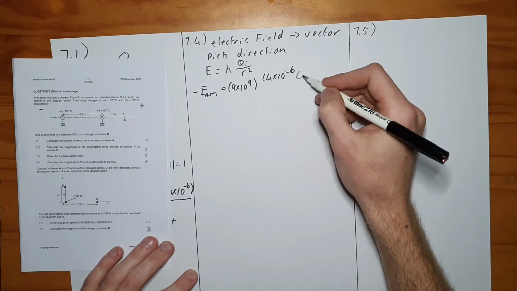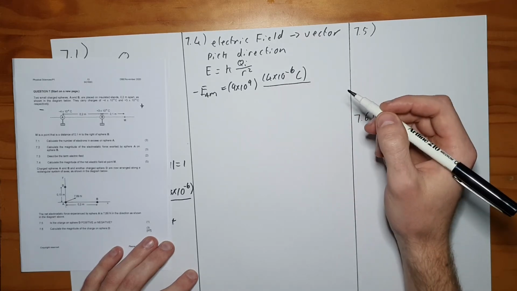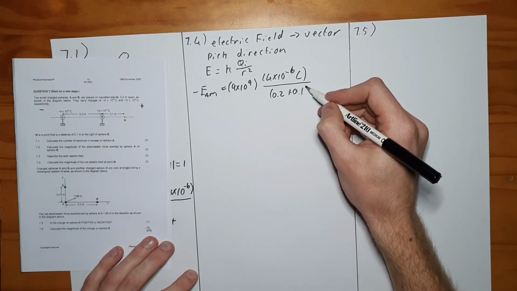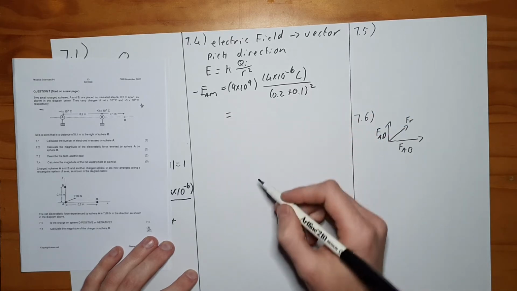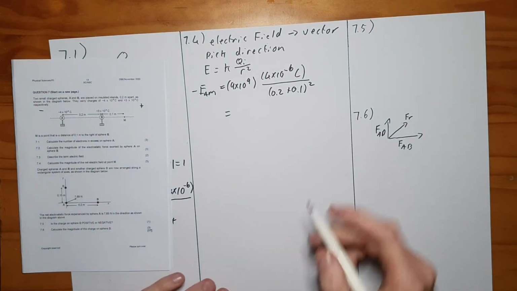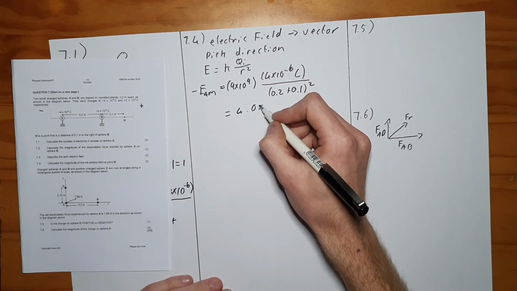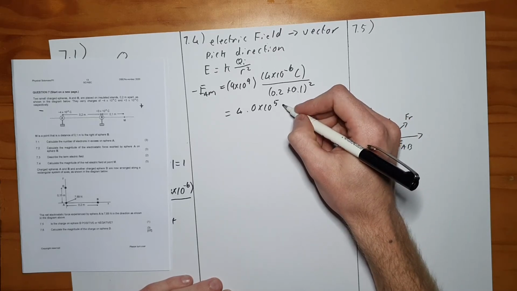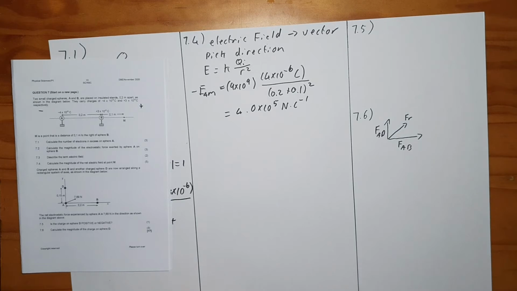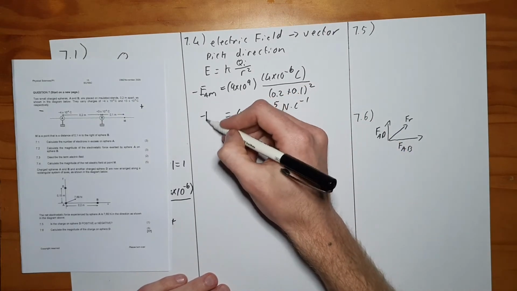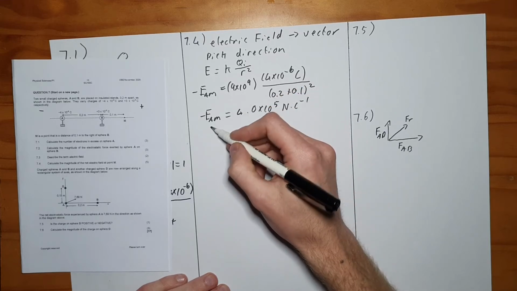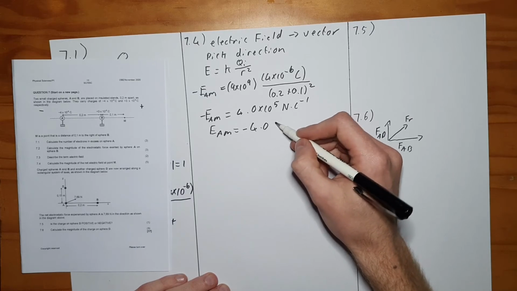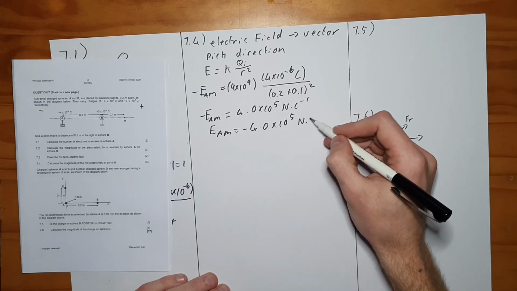Okay, coulombs, all over the distance from it. Now remember, it's 0.2 plus 0.1, and that's all squared, and that should give you an answer of 4.0 times 10 to the 5 newtons per coulomb, negative 1. Okay, and now because this was negative E_AM, you can take the negative over, so technically E_AM will then equal negative 4.0 times 10 to the 5 newtons per coulomb, negative 1.